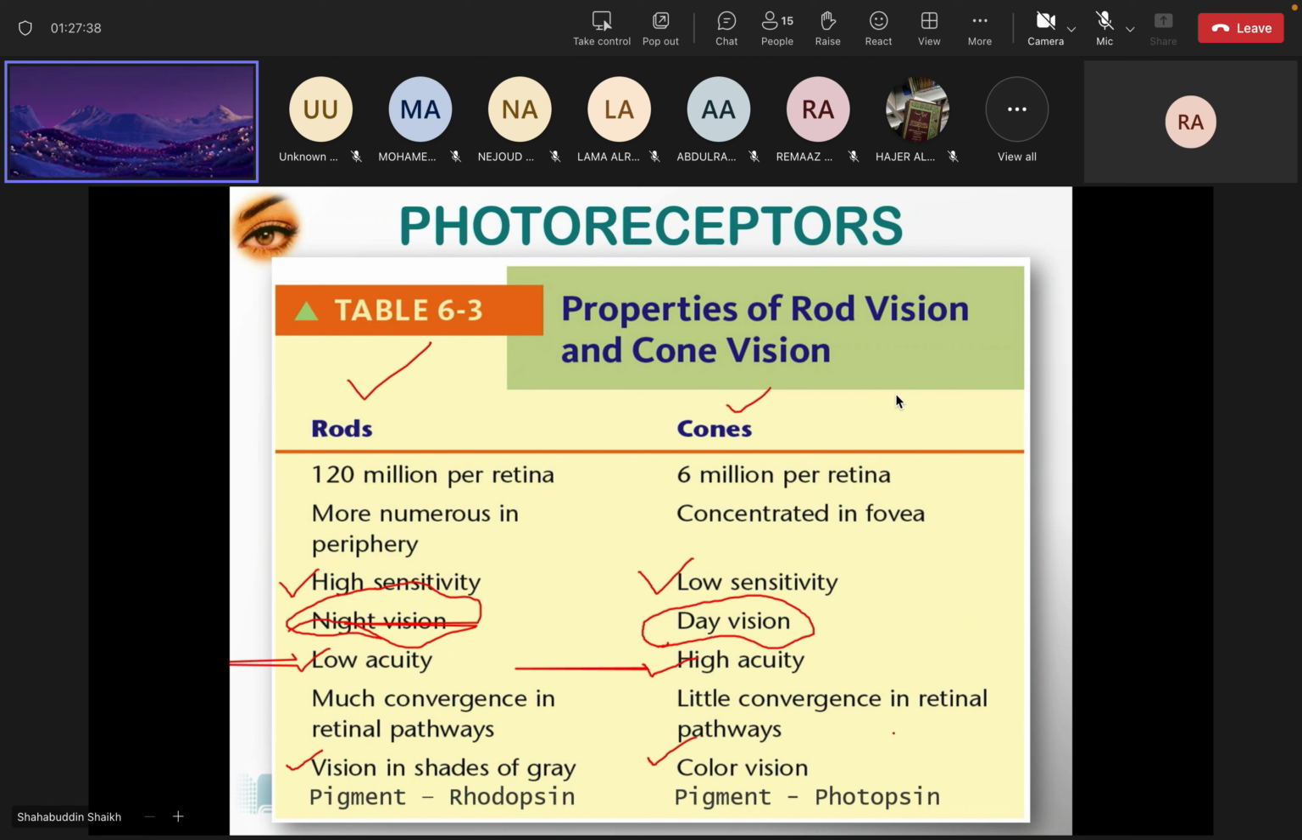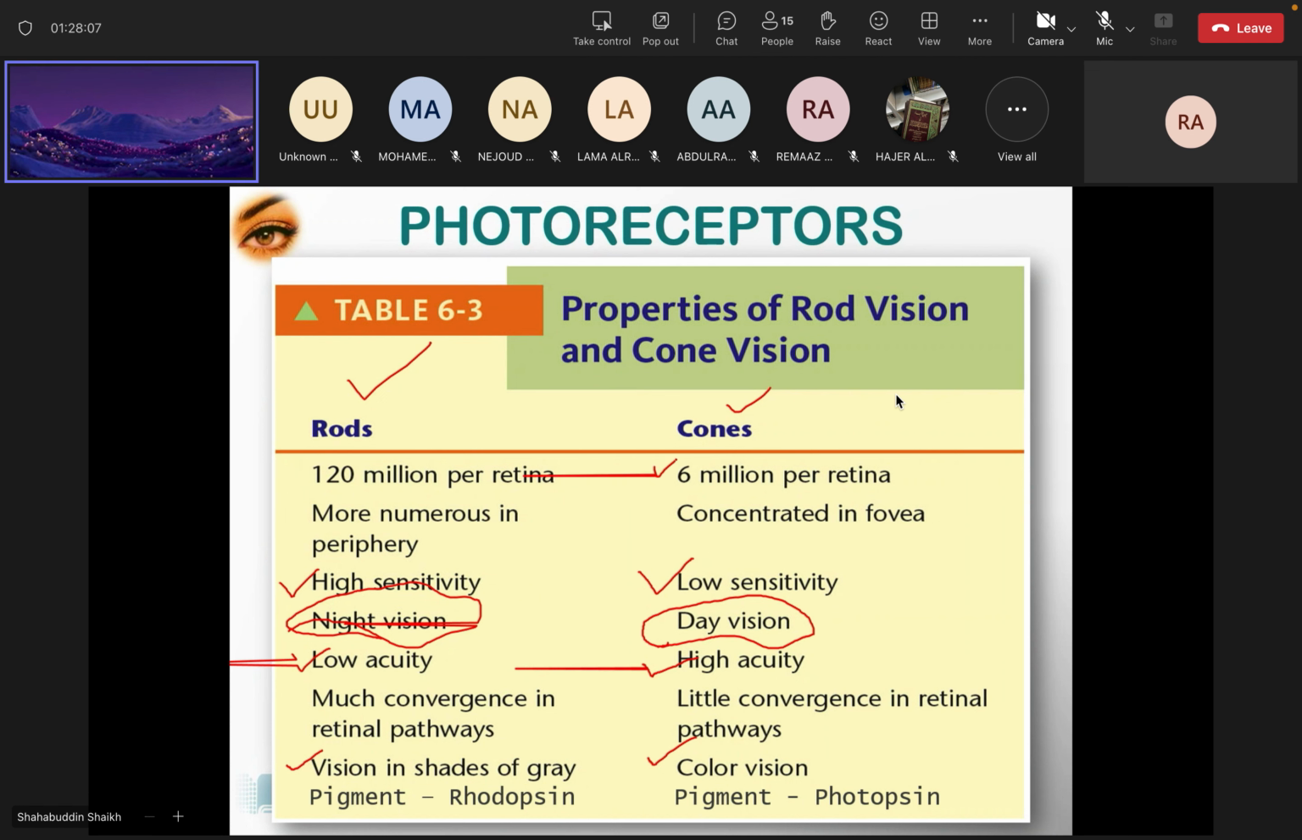Can you remember all these differences? We are giving a lot of time because these are the most important things in physiology. So please remember them for your exam. Cones have low sensitivity. They are used for day vision. They have the highest acuity and they are used for color vision. Please remember. Last point.